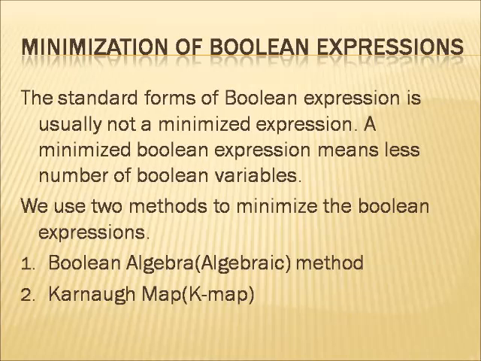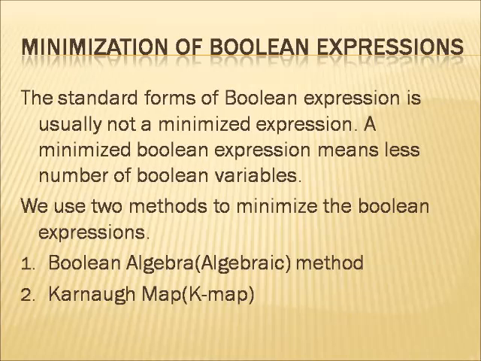In the last classes we have seen the standard Boolean expressions, that is, either in the canonical form or in the cardinal form. It is not always necessary that the Boolean expression we get is in a standard form. Sometimes it may be in a minimized form, meaning terms having fewer variables. So there are some situations when we need to minimize the Boolean expressions.